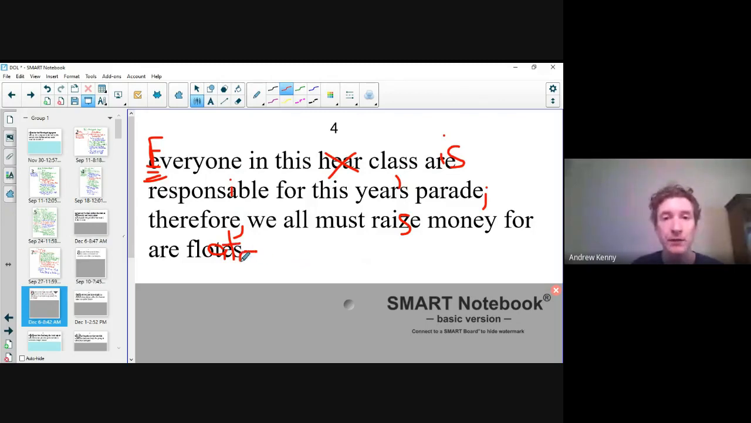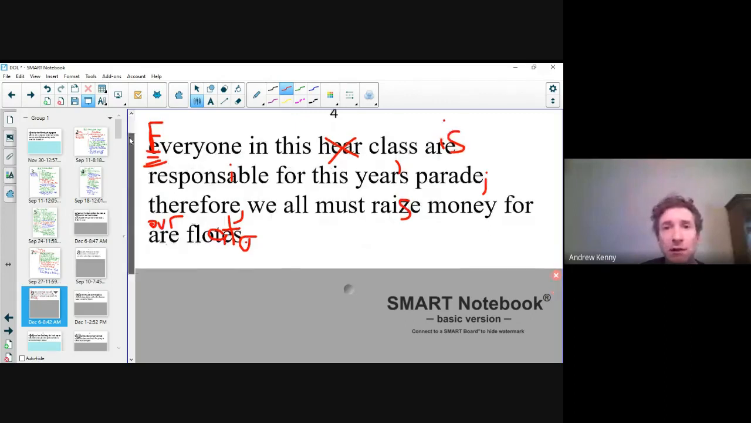First, let's put a period at the end. And let's look at our last problem. For our floats. Oh, no. This is the possessive form of our. So it's our floats. So we must all raise money for our floats. Let's see if we have this correct. Everyone in this class is responsible for this year's parade, semicolon. Therefore, comma, we all must raise money for our floats. I believe everything is done in this sentence.